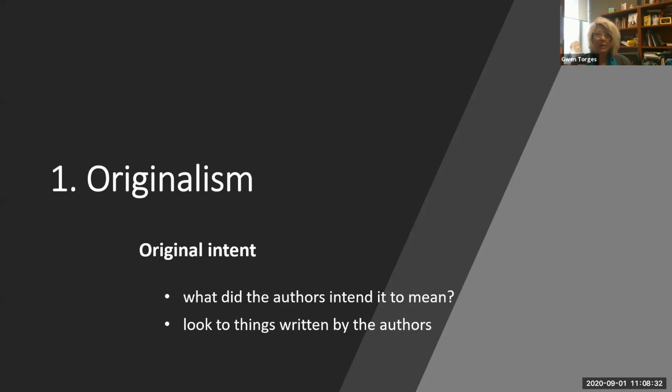And so if we're trying to figure out what the authors of the Constitution intended for it to mean, we would look to things like some of the writings that took place about the Constitutional Convention. Madison kept the most complete notes of the convention, but we would look at Madison's notes and maybe other notes that were taken at the Constitutional Convention. We might also look to things that were written about the Constitution by those that were at the convention. And probably the most famous example of that would be the Federalist Papers.